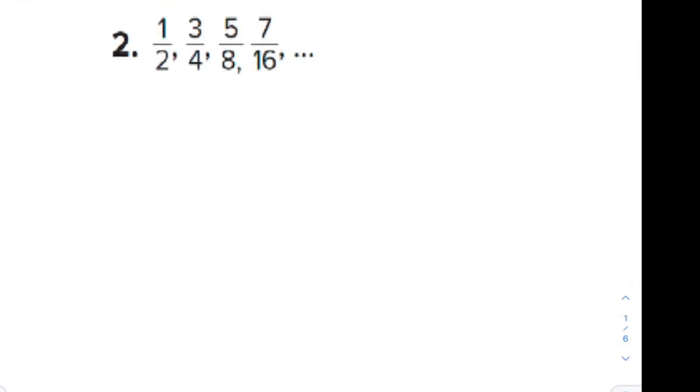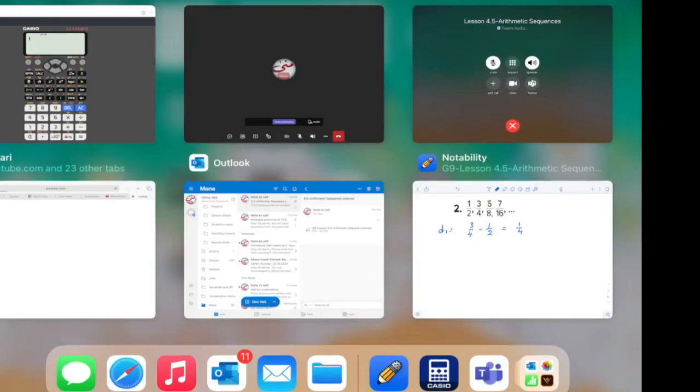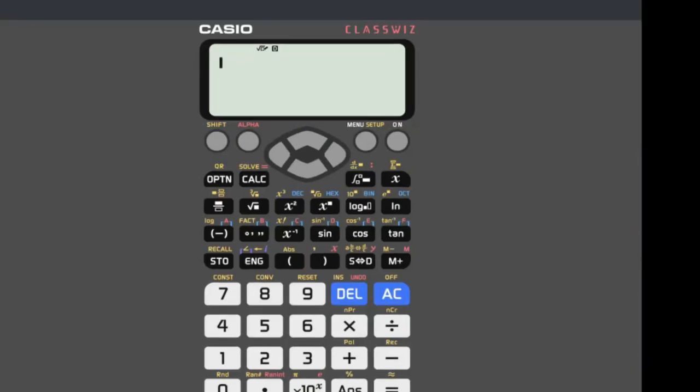We have here 1/2, 3/4, 5/8, 7/16. Let's find the first difference. The first difference is 3/4 minus 1/2. We can know mentally that it is 1/4. If you don't know how to find it mentally, simply you can use the calculator. So it is 3/4, we go to this button, 3/4 minus 1/2. So it's 1/4.